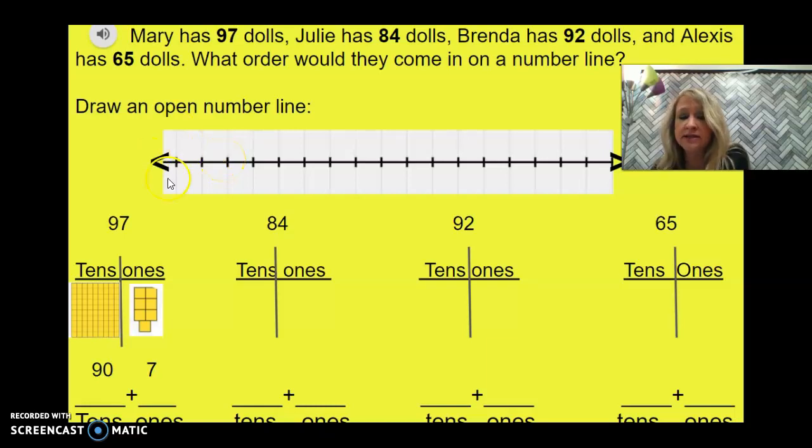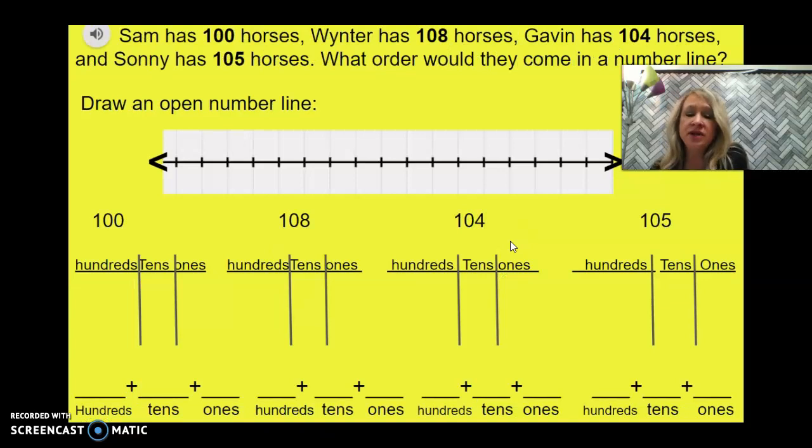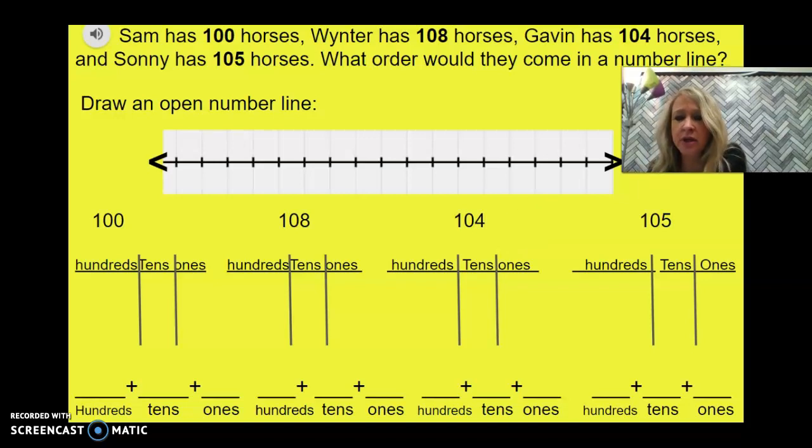Okay, so remember, these are the numbers that are less than. These are the numbers that are greater than. Same thing with the next page. You have some new numbers, some bigger numbers. Sam has 100 horses. Winter has 108 horses. Gavin has 104 horses. And Sunny has 105 horses. What order would they come on in a number line?